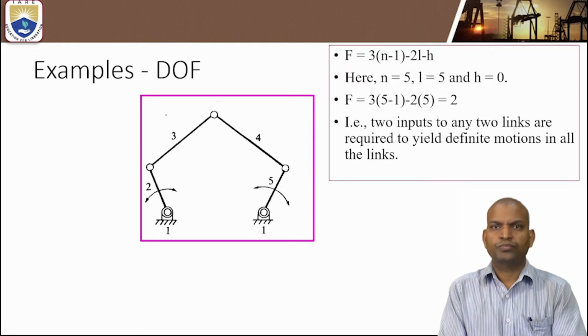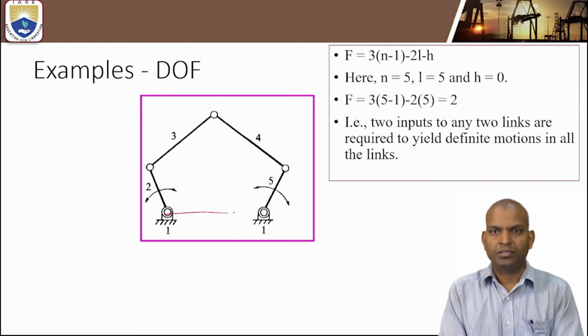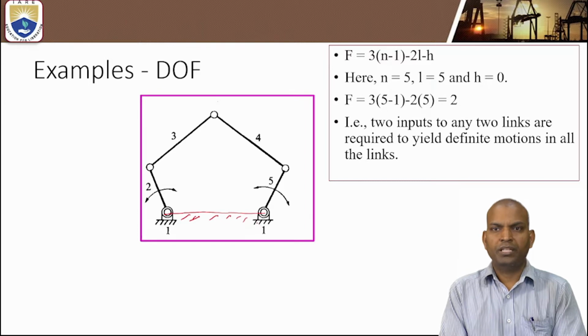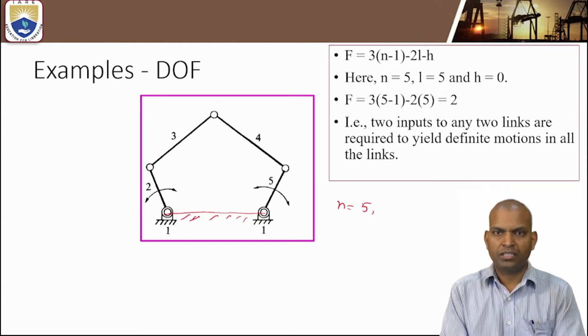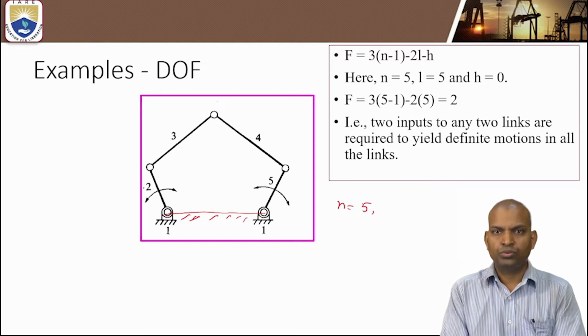Next, problem number 2. Here, how many links are there? This is a 5-bar mechanism. There are 5 links, n equals 5. Here all fixed links are considered as one link. That is fixed link 1 and link 2, link 3, link 4 and link 5. There are 5 links.